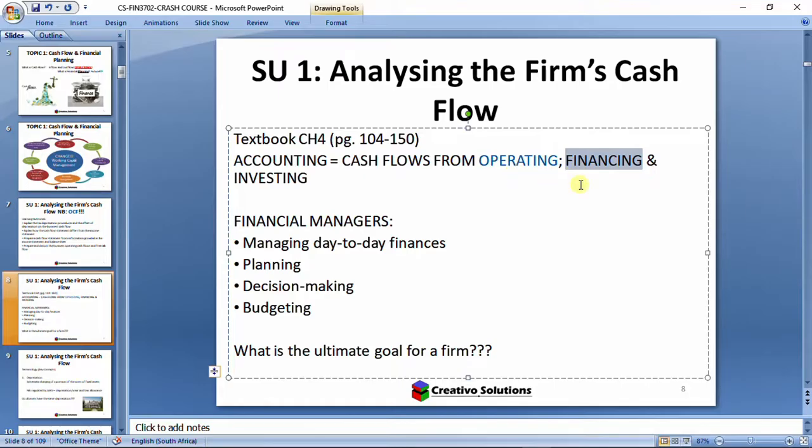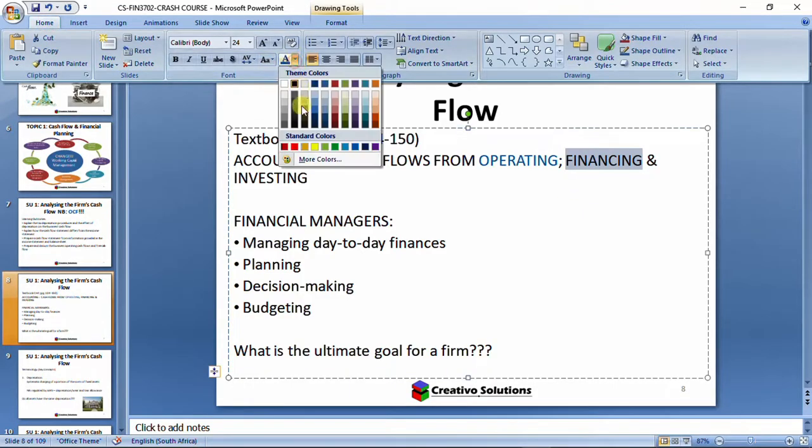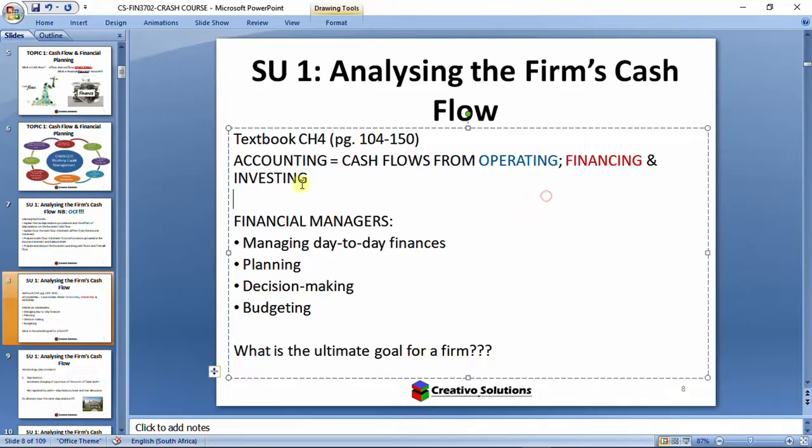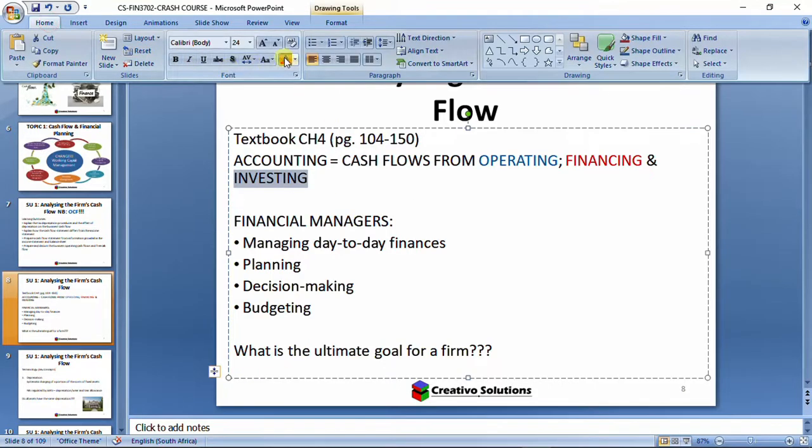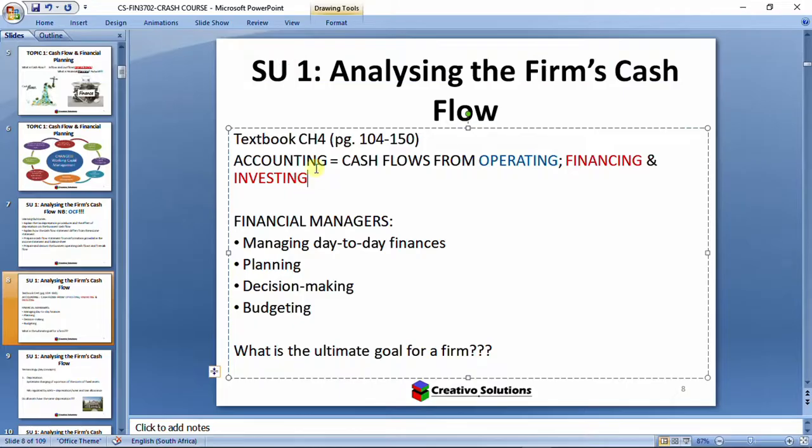FIN3701. Okay, are we going to use debt or are we going to use equity? How are we going to finance our capital requirements? And then you've got investing the capital, also part of FIN3701. Okay, where we're going to allocate that capital that we've raised. Okay, so when you're looking at accounting, all of this is given in a cash flow statement.